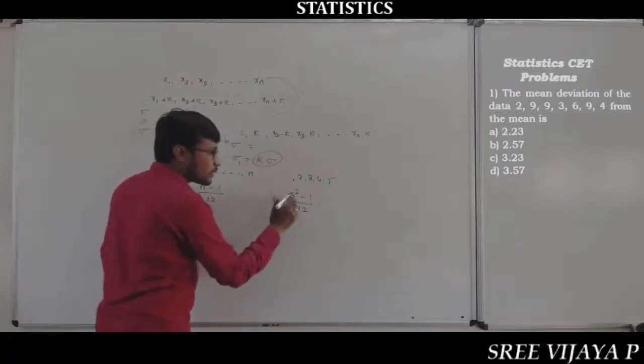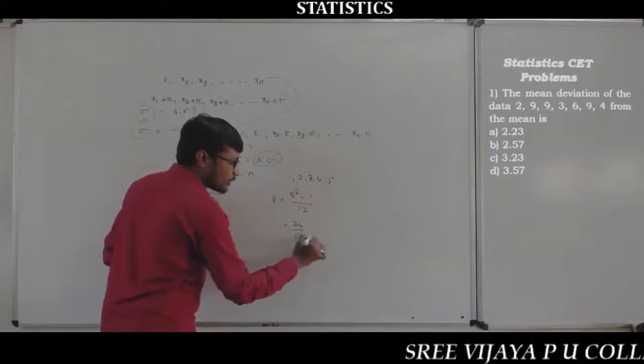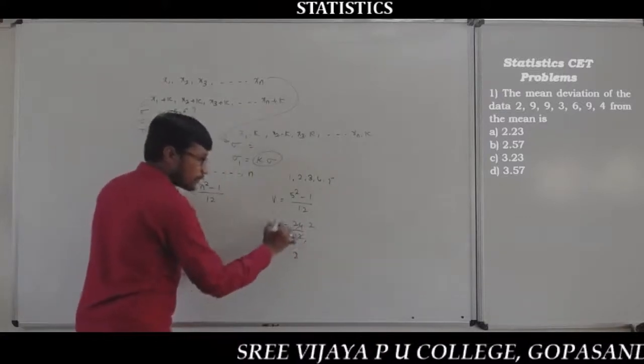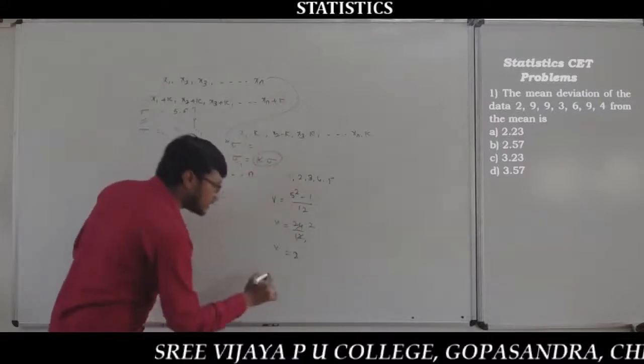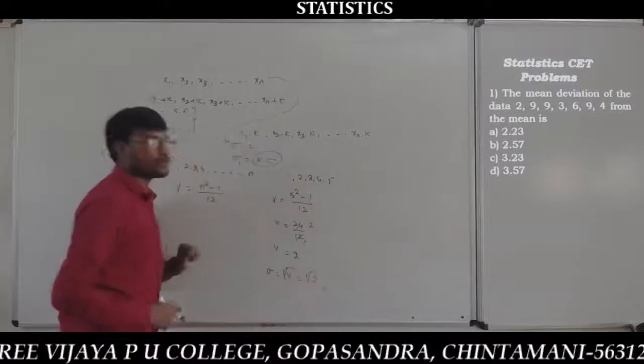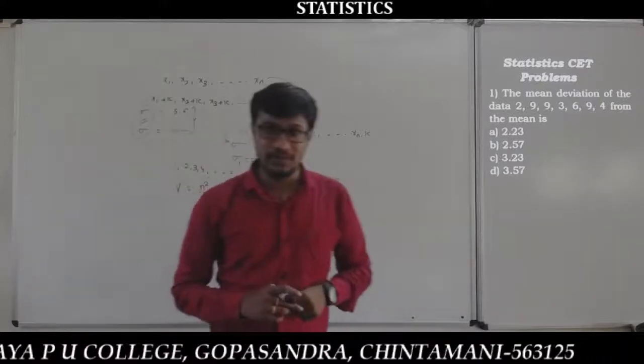What is 5 square? 25. 25 minus 1 is 24 by 12. 12 ones are 12, 12 twos are 24, that is, variance is equal to 2. Suppose for this problem we need to find the standard deviation. Standard deviation is equal to the square root of variance, that is equal to square root of 2. So that is called the standard deviation.